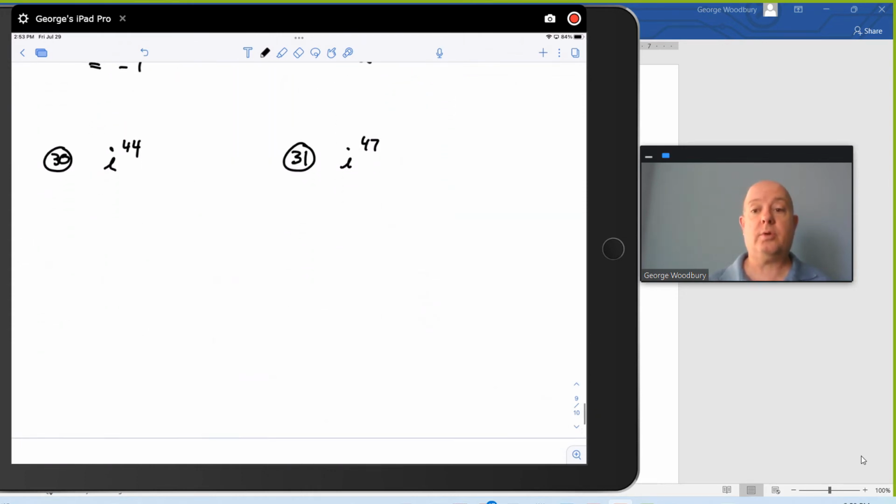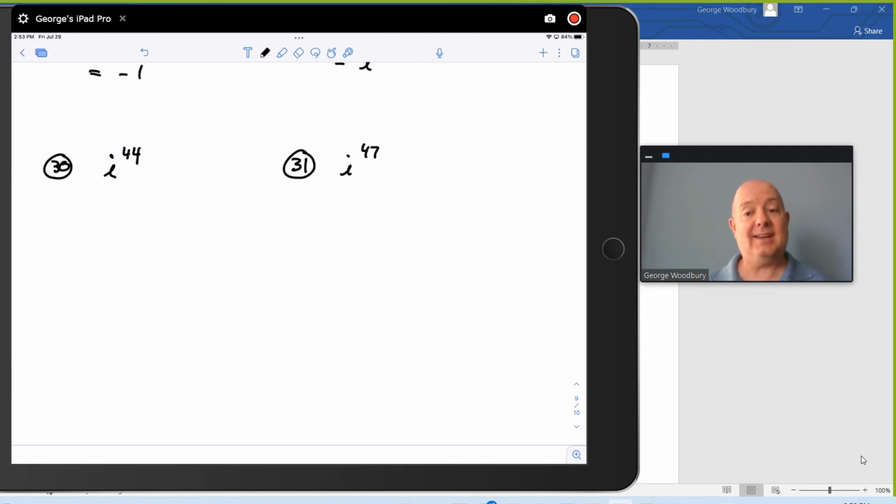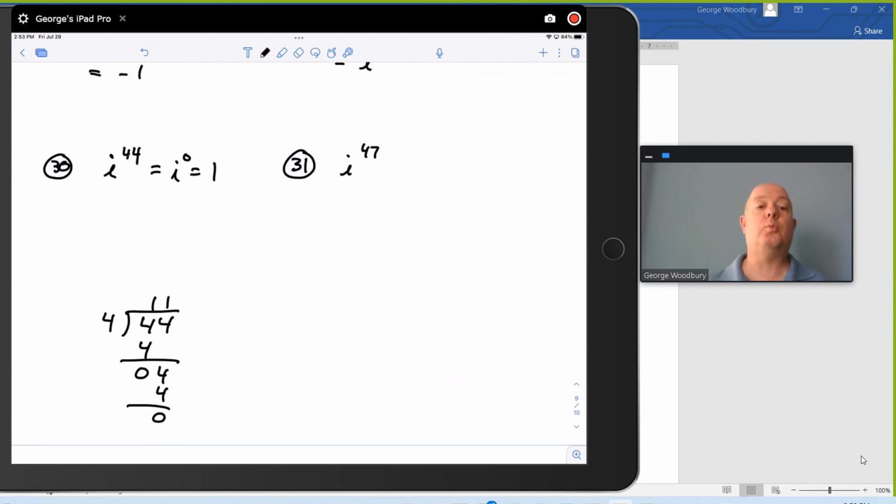i to the 44th power, that is a multiple of 4. If you divide 4 into 44 by hand, there's no remainder. When that's the case, if 4 goes into that power evenly, this is the same as i to the 0 power, or 1.